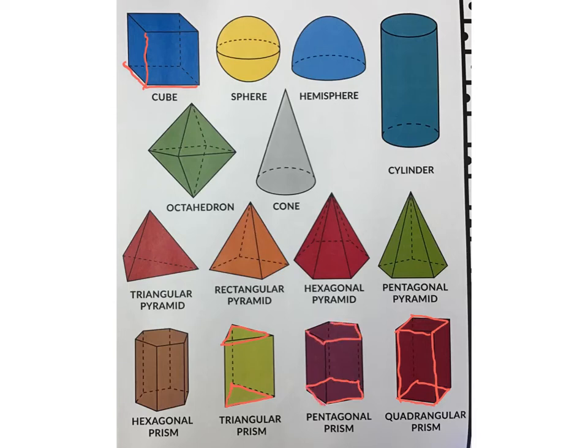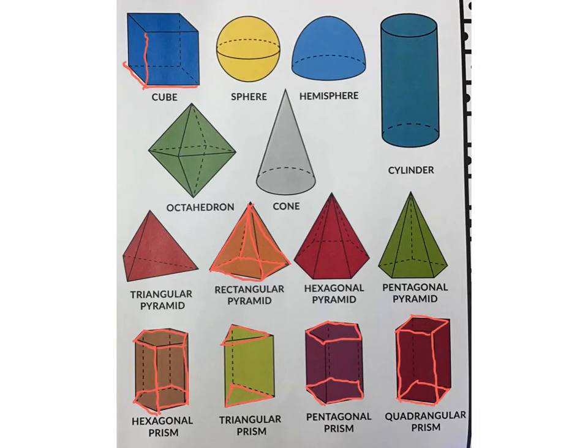And finally, our hexagonal prism is going to have 2 6-sided bases. Next, we have our pyramids. The difference between the pyramids and the prisms is that the pyramids just have the base of their name. So a rectangular pyramid is just going to have that rectangular base, and then all of its edges are going to come here, meet up at a single point at the top.